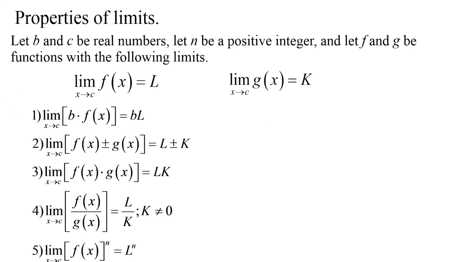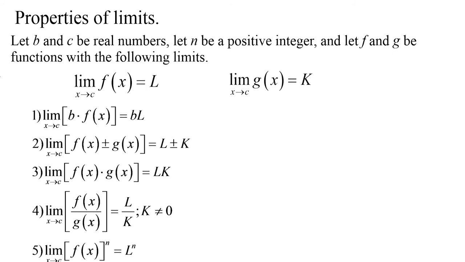These are a little bit more complex, but they're not too difficult. So if I let b and c be real numbers and n be a positive integer, f and g are functions with the following limits. So b and c are real numbers, so any real number that you could think of. c is a constant, and f is some function, and when I want to find the limit of that function as x goes to c, it's L. Similarly, with some function g, as I go to c, the same value as in the previous function, when I find that limit, it goes to k.